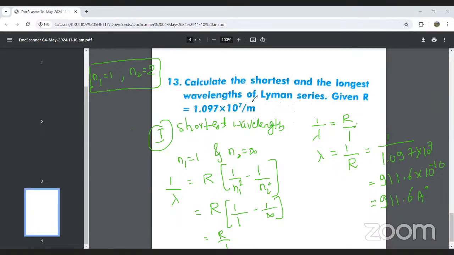In one question only we have both the calculations. Hope you now have a clear idea of when to use N2 is equal to infinity and when to use N2 is equal to 2. Suppose instead of the Lyman series they give any other series, like the Balmer series or Paschen series, it will be different. Copy down the shortest wavelength. We can go for the longest next. Otherwise, try yourself and tell the answer in the chat box.